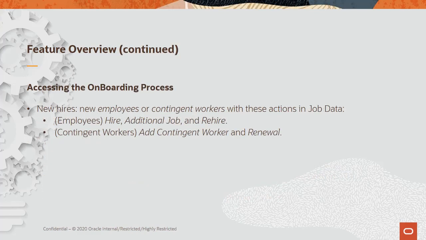New hires can be employees or contingent workers who are added to the system with one of these job data actions. When a job data row is saved, the system kicks off an event called Assignment Added. This event creates an onboarding process for the new hire based on template assignment in setup.